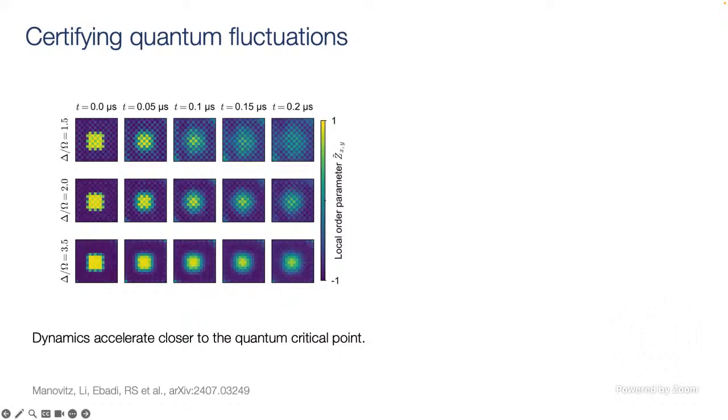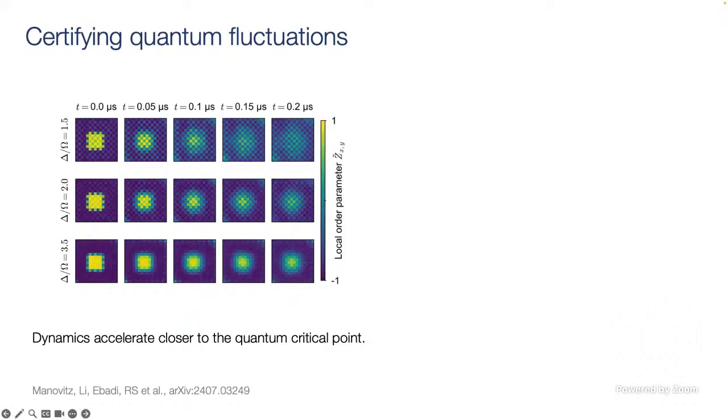We have good reasons to expect that because we know from the experimental data that the dynamics are coherent up to quite late times. So we should expect this to be driven by quantum fluctuations. But how can we actually certify that? Okay. So to do that, we employ the trick that I showed you theoretically before. So we look at the dynamics at different values of delta, and we ask, over some period of time, do I see the dynamics accelerate or decelerate as we approach the quantum critical point?